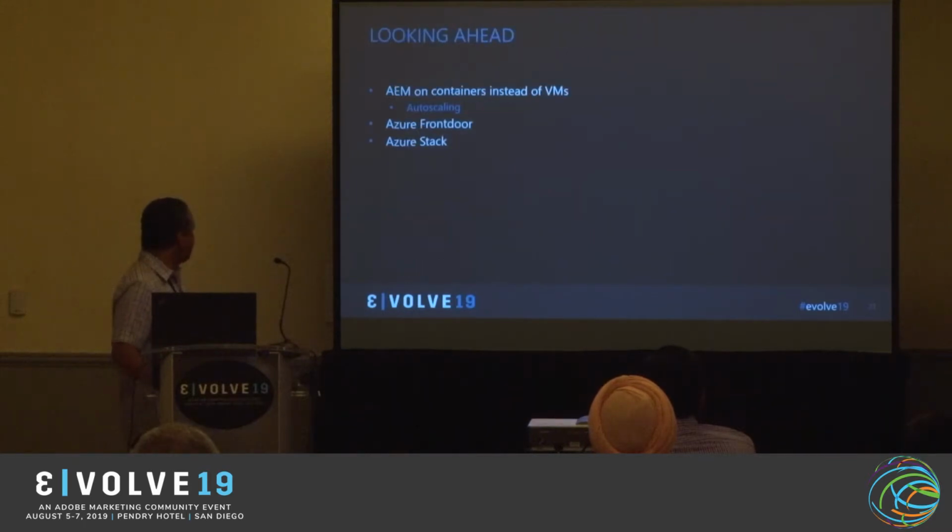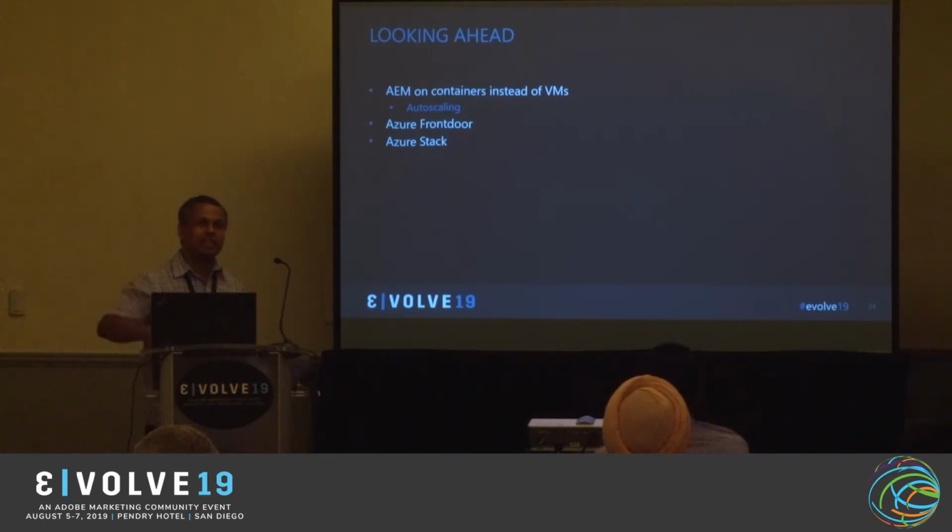In terms of looking ahead for some of the new things coming, containers. It's something we are looking at. Then there's this other service that's coming up called Azure Front Door. This is very interesting because Front Door is a kind of a combination of a load balancer and a CDN. So, instead of having to manage two services, you get to manage one service. We don't know a whole lot about it right now, but something that we are keeping an eye on.